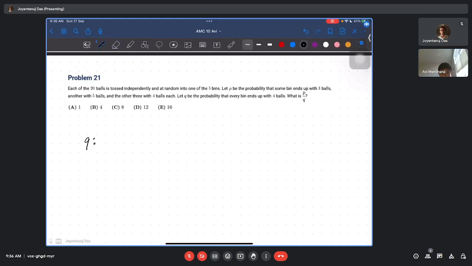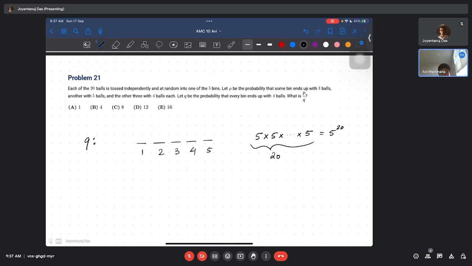So suppose you have a bin, right? There are five bins. Each ball has five options to go: it can go into the first bin, second bin, third bin, fourth bin, or fifth bin. Any one it can go to. So the first ball has five options, similarly the second ball has five options, and the last ball also has five options. Total there are 20 balls, so there are 5 power 20 ways how we can arrange the balls into the bins. This is the total number of ways.